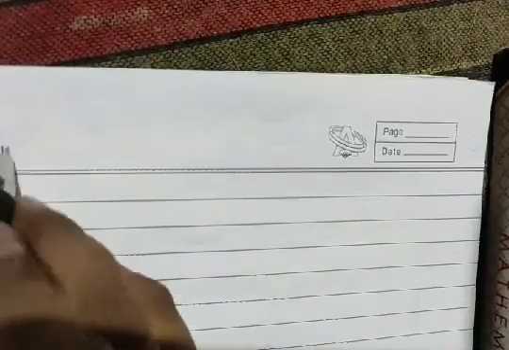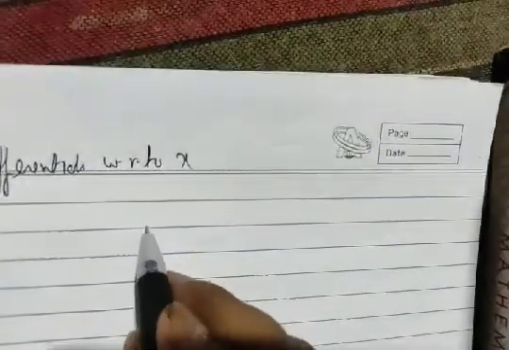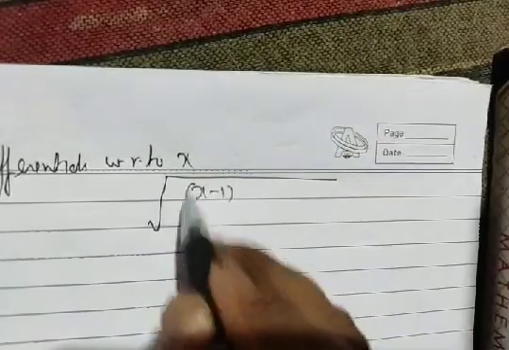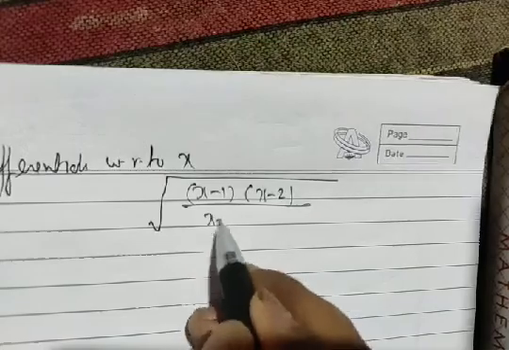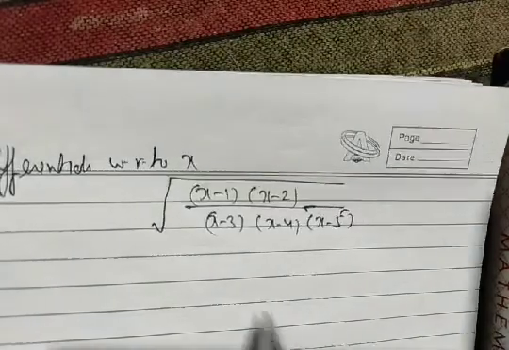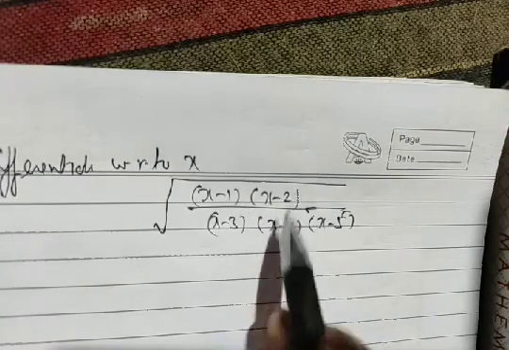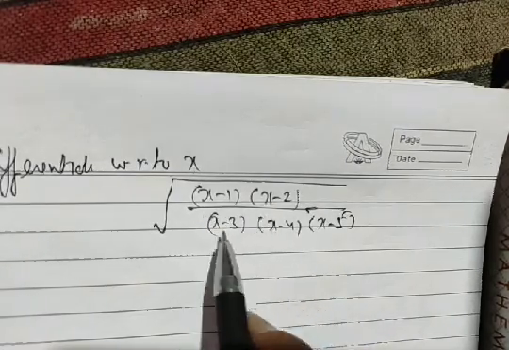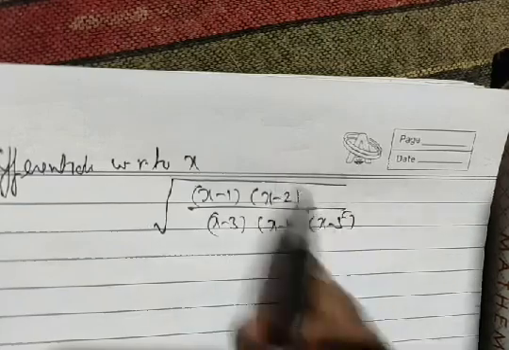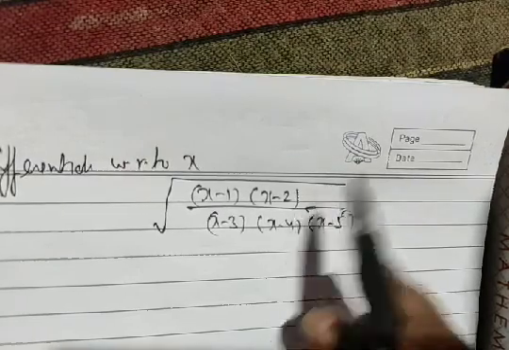It's an NCERT problem. Just suppose we have to differentiate with respect to x the function given by the square root of (x minus 1)(x minus 2)(x minus 3)(x minus 4)(x minus 5). We can write it as (x minus 1)(x minus 2)(x minus 3)(x minus 4)(x minus 5) to the whole power 1 by 2. Now it's like f(x) equal to u(x) to the power v(x) type.